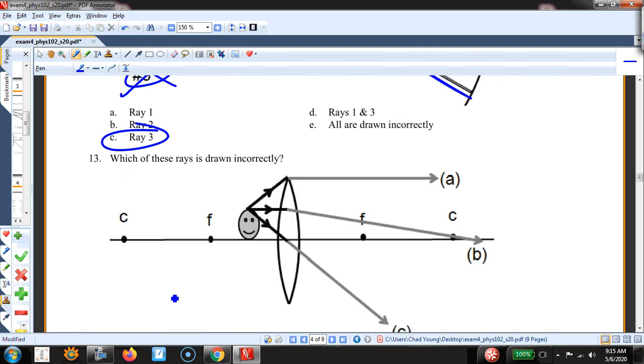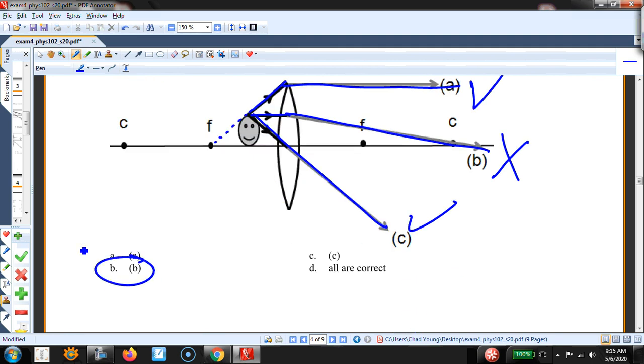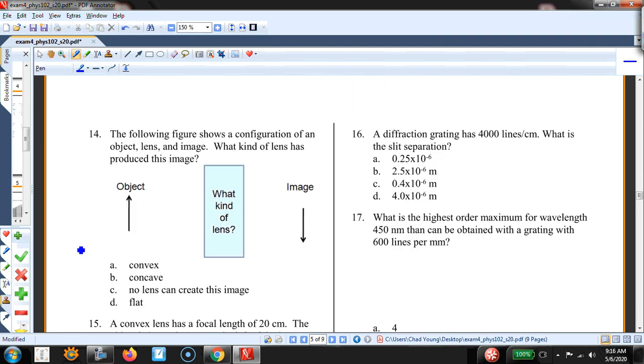Which of these is drawn incorrectly? Here, this one is going through the focal point and then parallel to the axis. That one's okay. This one's going parallel to the axis and then through the center of curvature. Not correct. And then this one goes directly through the center of the lens. So that one's okay. So B is the only one that's not correct.